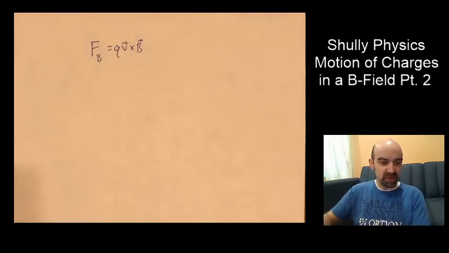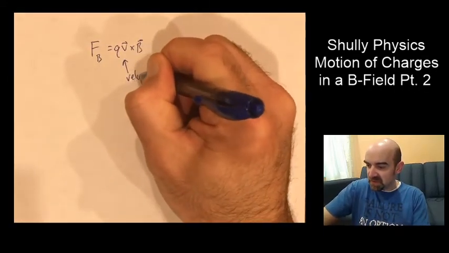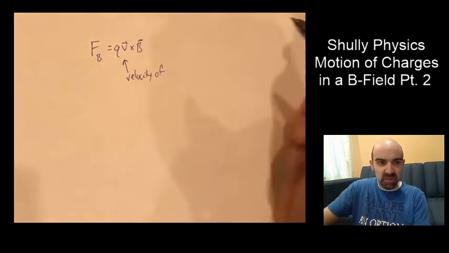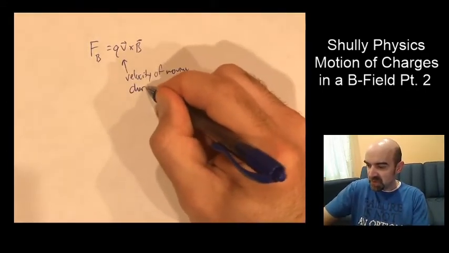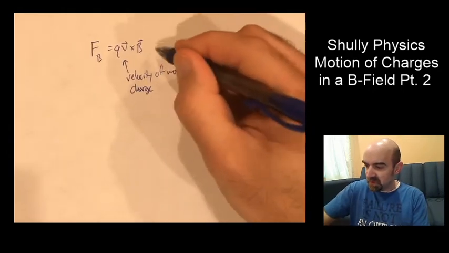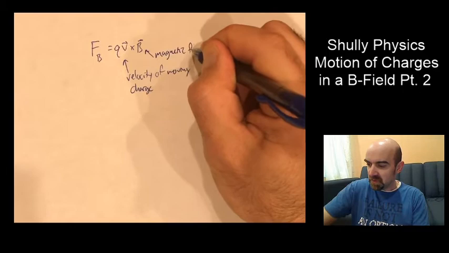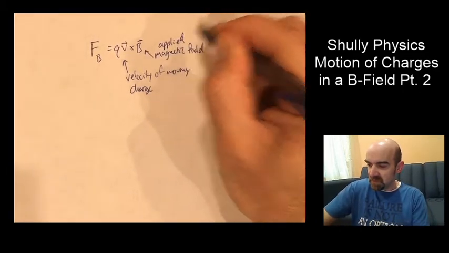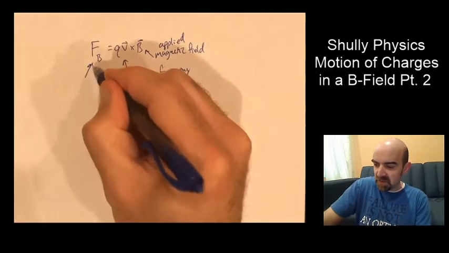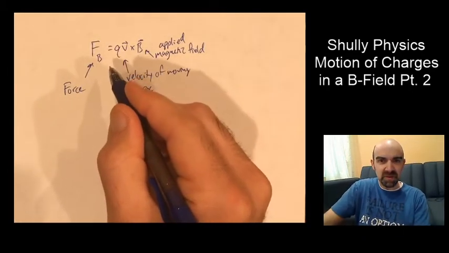You see all those parts working there. This is the velocity of the moving charge. That's what the V stands for. We have the magnetic field that it's moving in. We'll call it the applied magnetic field. And this is the force. And keep in mind, it's a magnetic force.